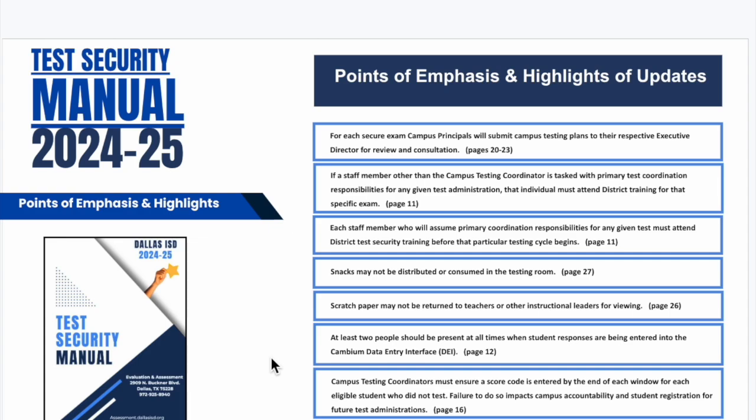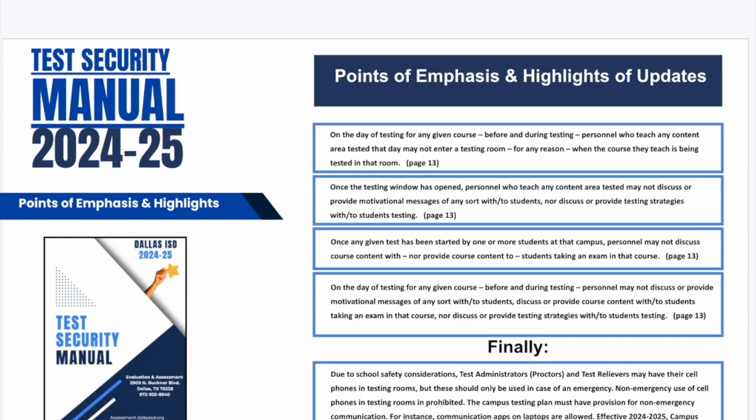Campus testing coordinators must ensure a score code is entered by the end of each window for each eligible student who did not test. Failure to do so impacts the campus accountability and student registration for future test administrations.